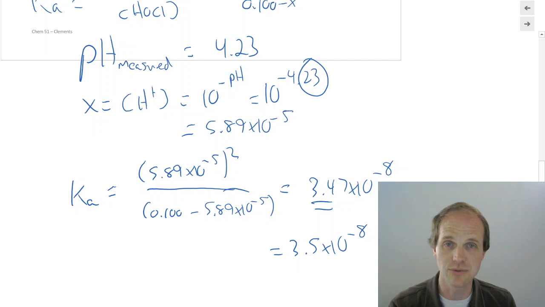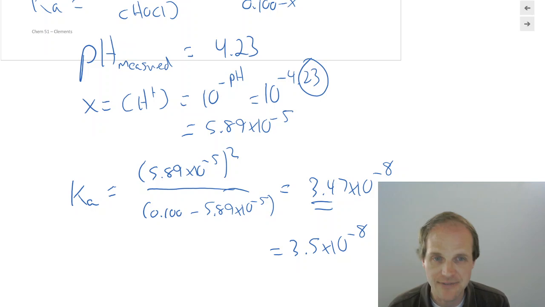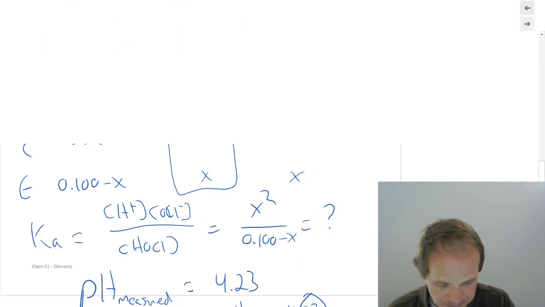So we can use our Ka to find a pH, if that's what we want. We can also use a pH to find a Ka value, if that's what we're looking for. So lots of different things we can do with this kind of work.